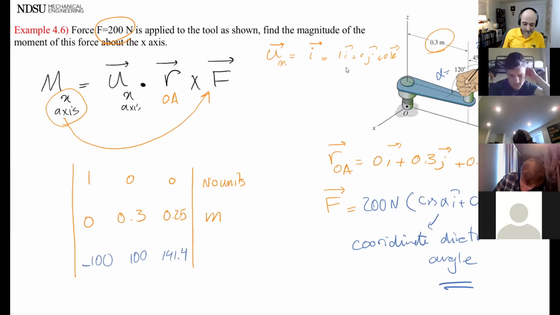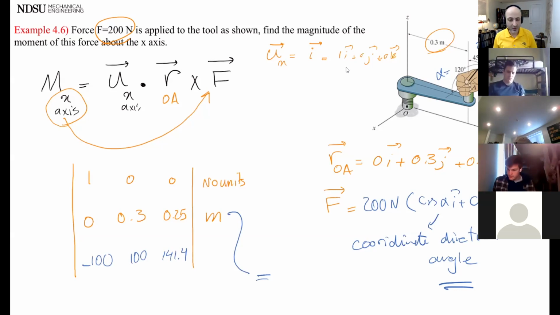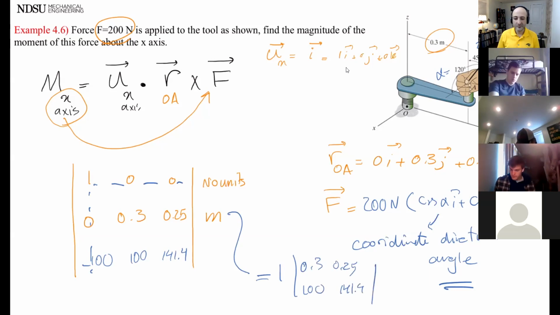You guys do the math again on your own. I want you to get practice doing the matrix, which in this case is just 1, get rid of this, get rid of that, 0.3, 0.25, 100, 141.4. 17.42. Well, you ruined it for everyone else. I'm just kidding. It's always appreciated. But yes, please do the math and get practice.